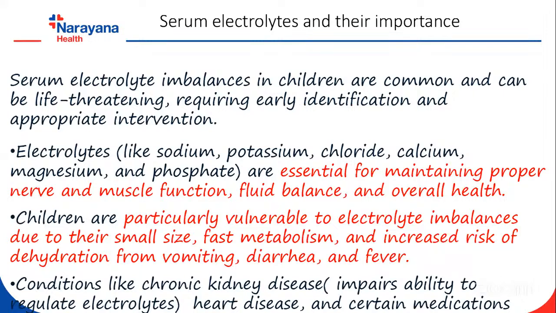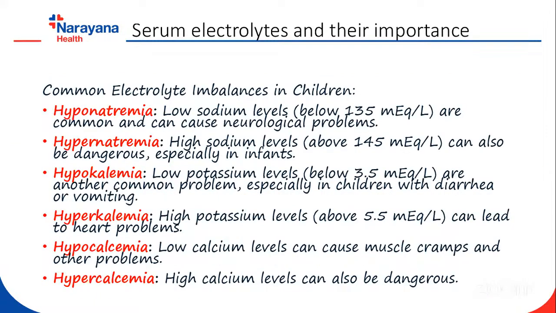Next, coming to the next common investigation, serum electrolytes. Electrolytes like sodium, potassium, chloride, calcium, magnesium, phosphate are essential for maintaining proper nerve and muscle function. Children are particularly vulnerable to these imbalances due to their small size, fast metabolism, and increased risk of dehydration from vomiting, diarrhea, and fever. Conditions like chronic kidney disease, heart disease, and certain medications cause these electrolyte imbalances in children.